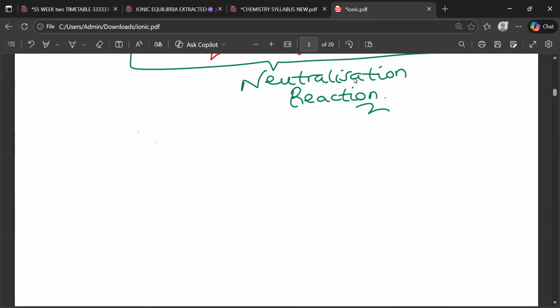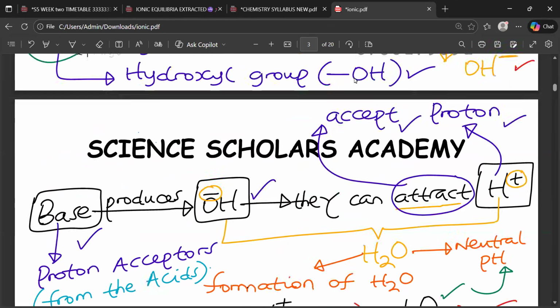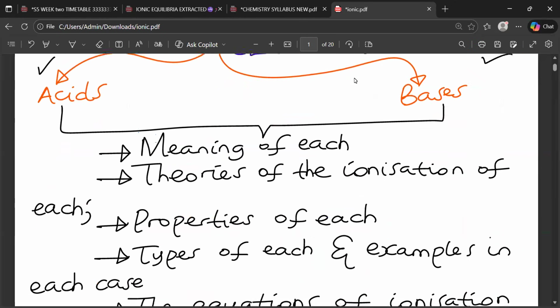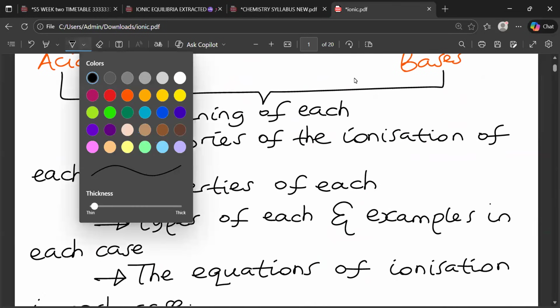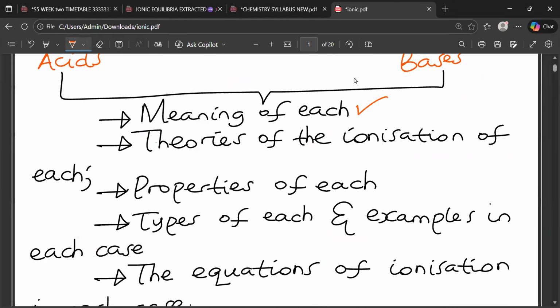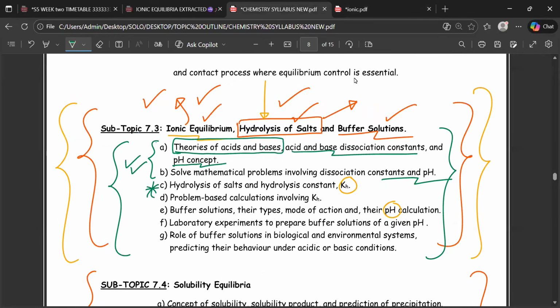Before we go to the equations, let's first take the first learning target. Those who think we are not moving, we are. So the meaning of each is done. Before we go to the properties of each, let me first take you through the theories of ionization. Very fast.